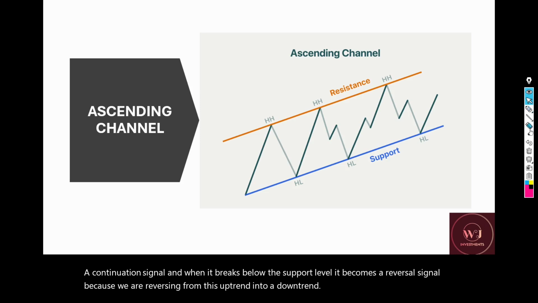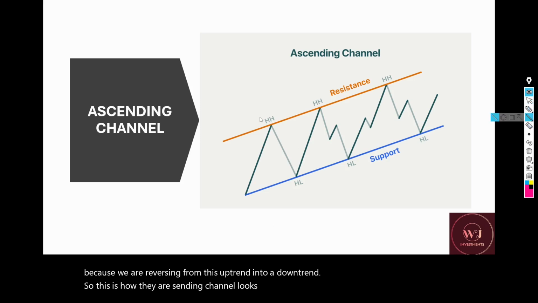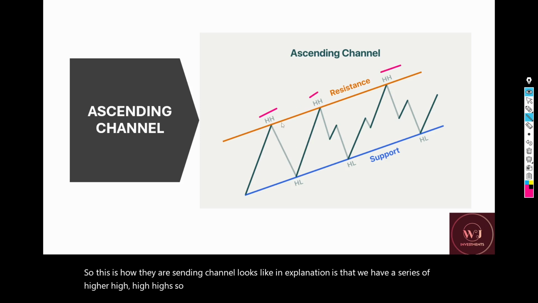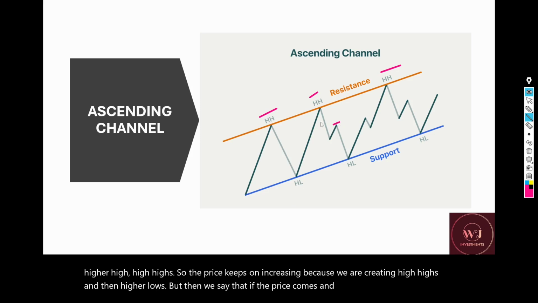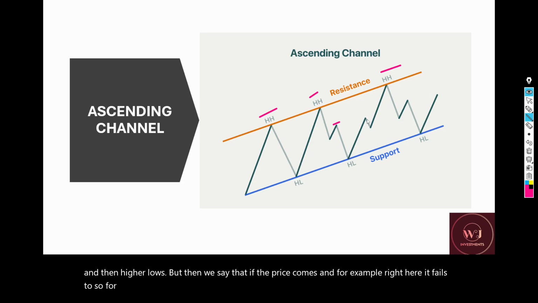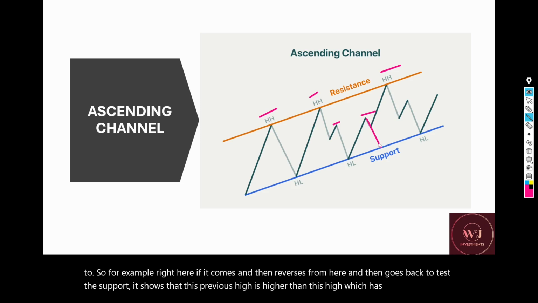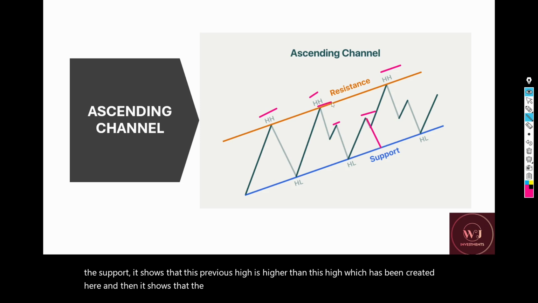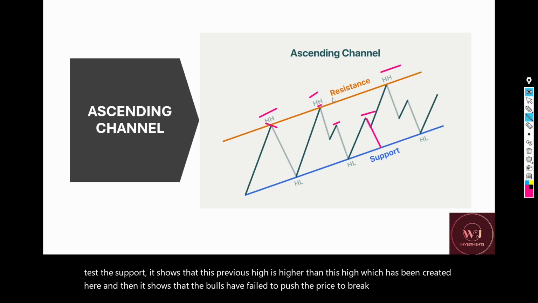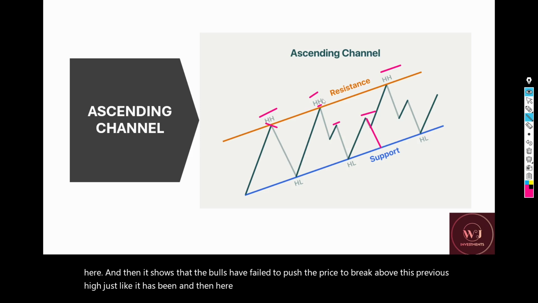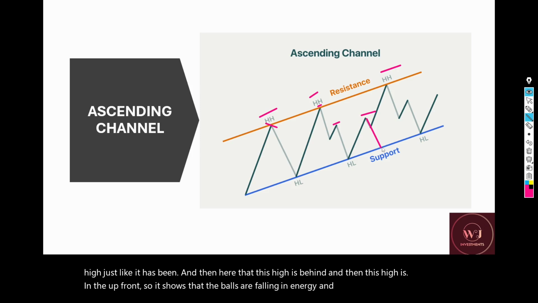So this is how the ascending channel looks. The explanation is that we have a series of higher highs. The price keeps on increasing because we are creating higher highs and then higher lows. But if the price comes, for example right here, and reverses from here and goes back to test the support, it shows that this previous high is higher than the high which has been created here. It shows that the bulls have failed to push the price to break above this previous high, so this high is behind and this high is in front. It shows that the bulls are falling in energy, and therefore we are going to get a reversal.